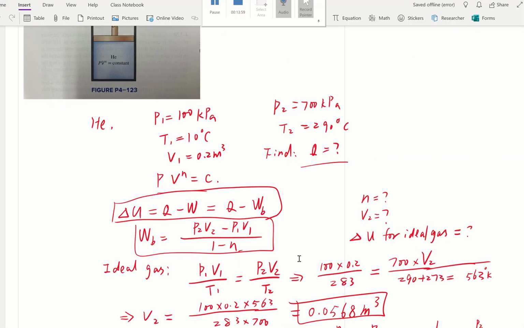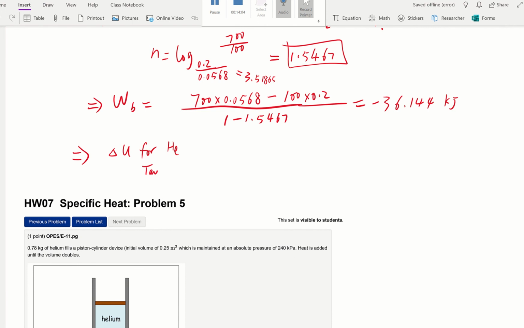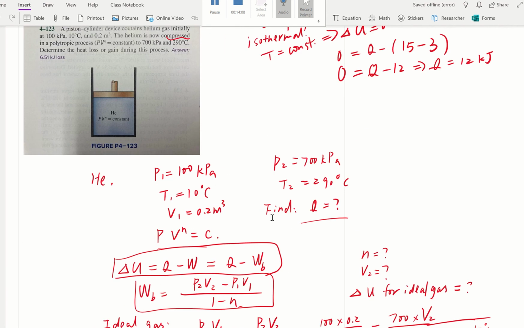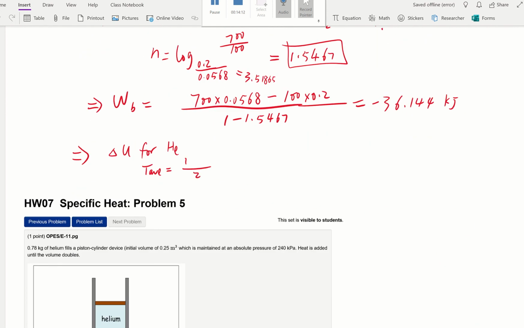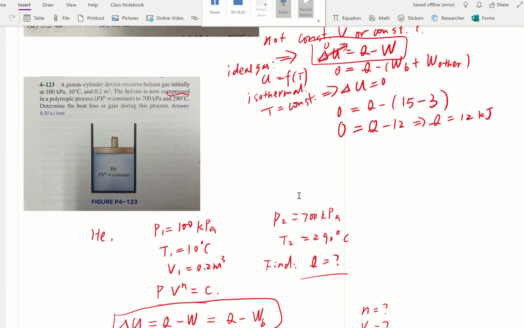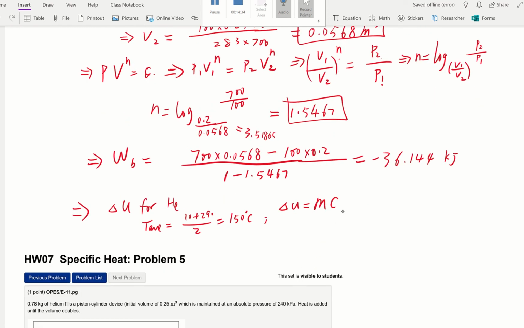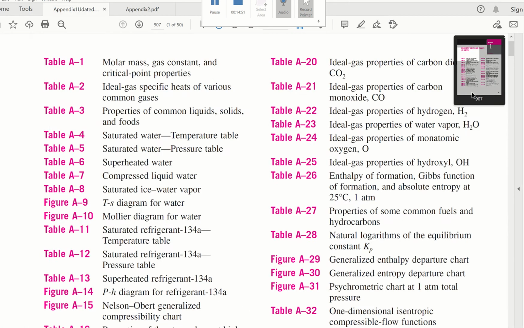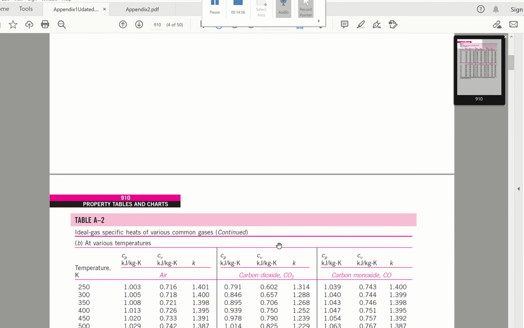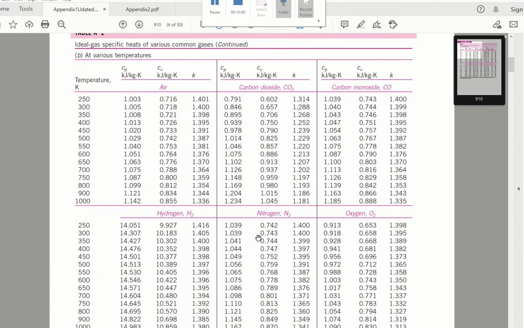So we'll have to resort to another method. If we use the average temperature, do we know the temperature? Yes, we know 10 degrees and 290. So the average temperature will be 150 degrees Celsius. We are going to use delta U equal to m times Cv times delta T. Well, we need to find the mass. Now I just realized that's another unknown. Make sure here it is Cv, and for Cv we're going to use the average temperature. Okay, so let's go to our table. Now we're going to look at table A2, and specifically table A2b. Let's see if we can find a helium table here.